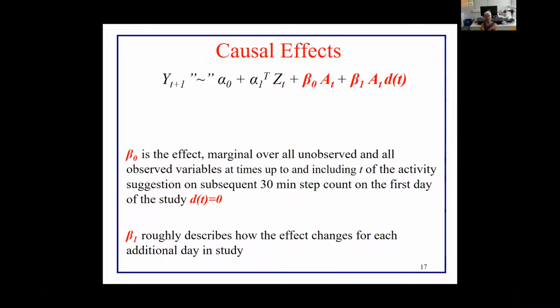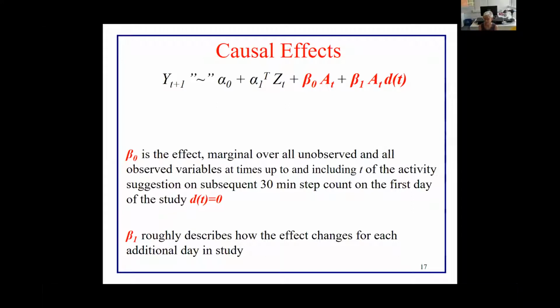Now, beta 1 tells us about how the effect may change with day in study. Given the concerns our team had about this intervention, because we're interrupting the person in their daily life, they might start to habituate or disengage. If beta 0 is positive, I get a positive effect early in the study. What might you think the sign of beta 1 would be? And what do you think we were concerned about?